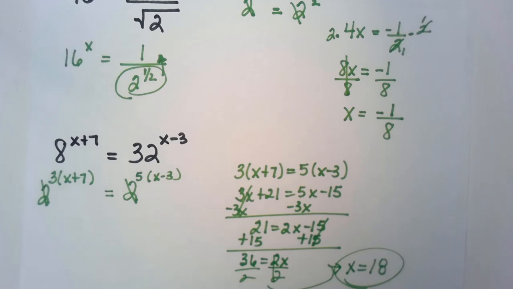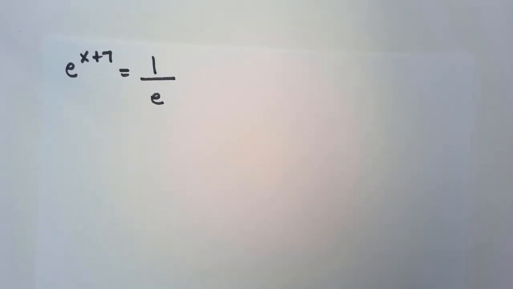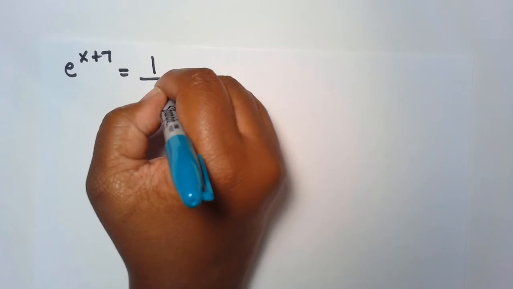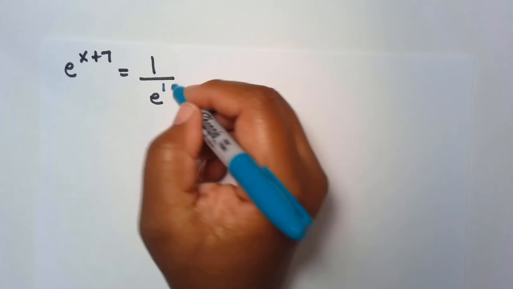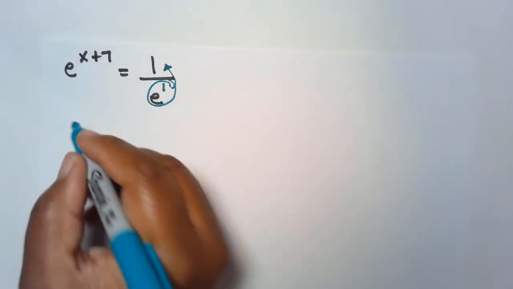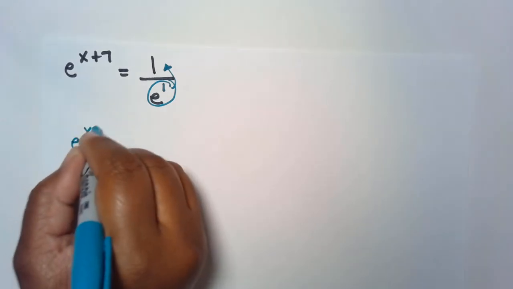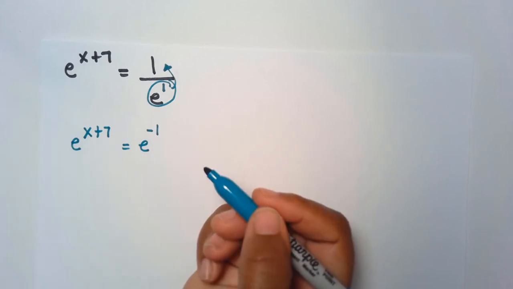Our last example. We have here e to the x plus 7 is equal to 1 over e. And that 1 over e, the power of this e that's in the denominator is 1. So I want to move this e to the first power up. We want it on the same level. So we have here e to the x plus 7 is equal to e to the negative 1 power.